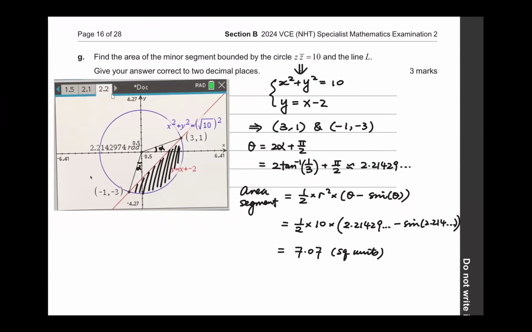Okay, so that is one possible approach. Of course, if you wish, you could opt for some integration, but I wouldn't recommend doing integration for this question because you have to discuss which part is your upper semicircle, which part is your lower semicircle, and so on, okay?